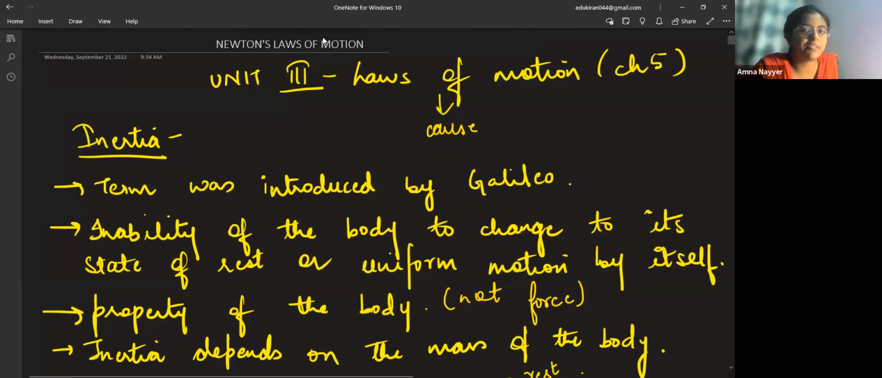This is chapter 5 of your NCERT. A total of 8 chapters are there in your first book, part 1. So part 1 we should complete well.